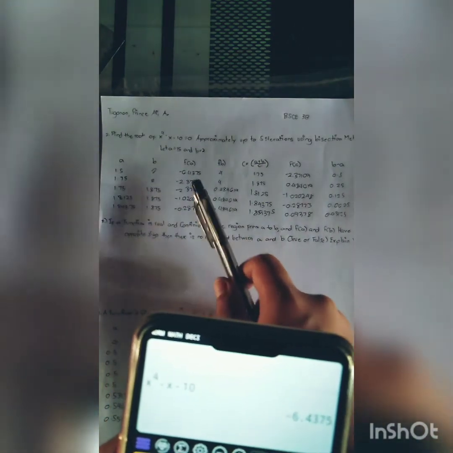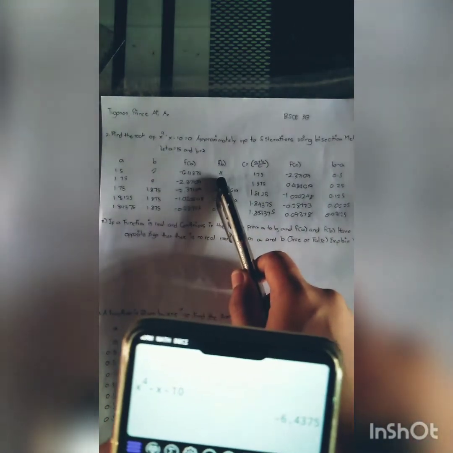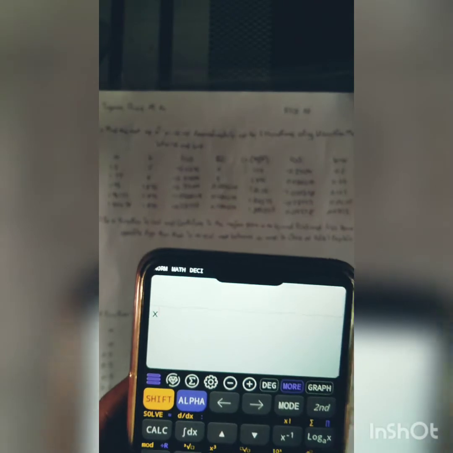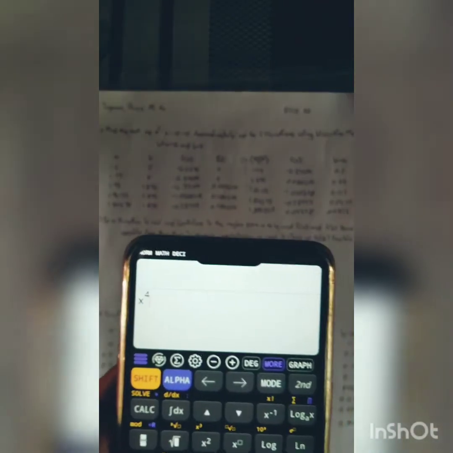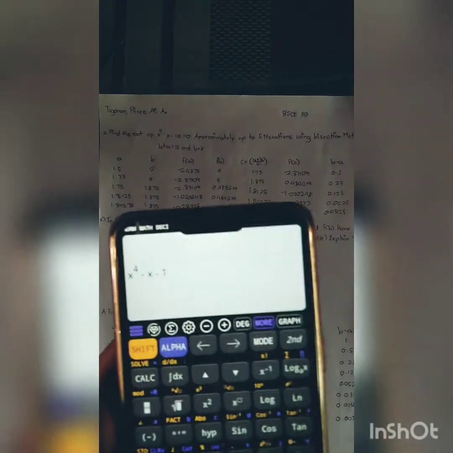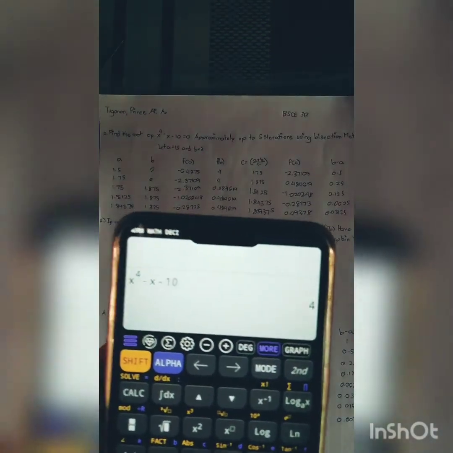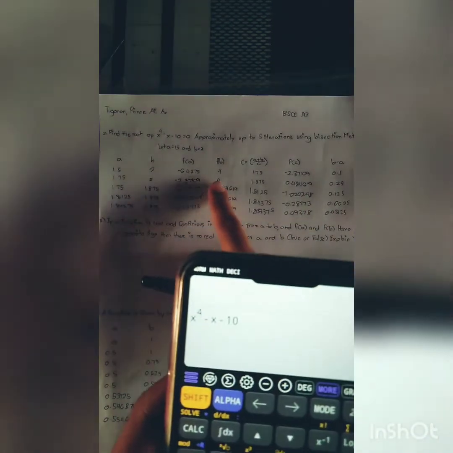And now we're gonna find the function of b. So substitute b, x raised to 4 minus x minus 10. Calc the value of b, which is 2, so the function of b is equal to 4.